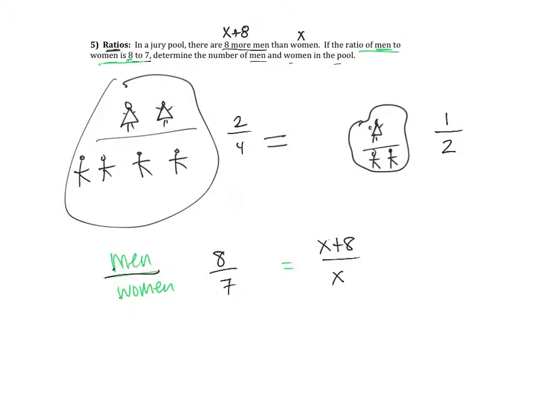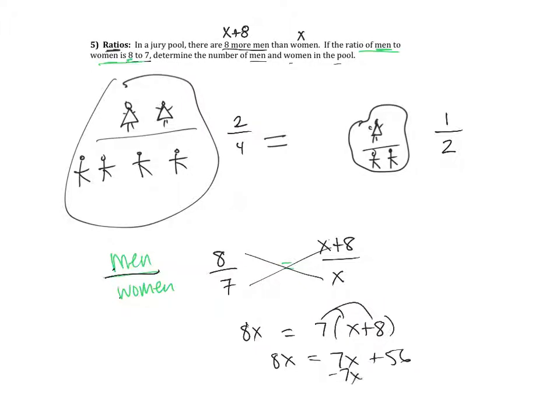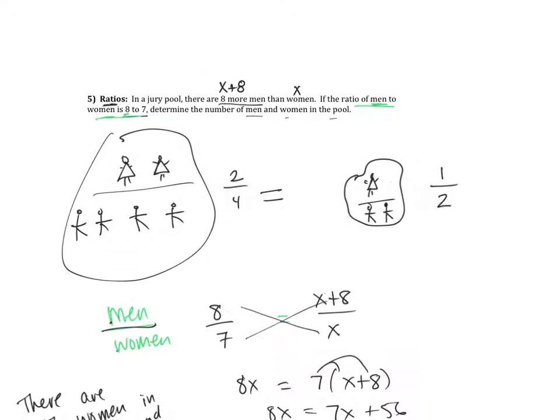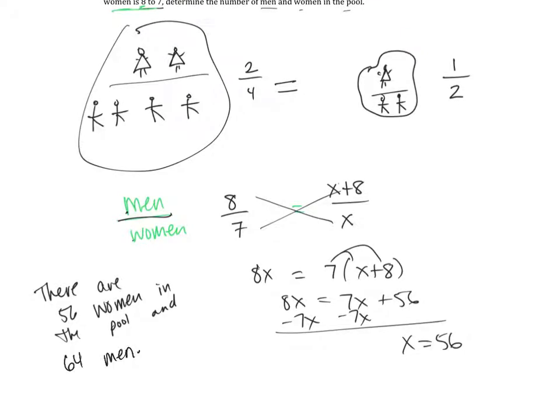So we have a fraction equal to a fraction, so we set cross products equal. 8x is equal to 7 times x plus 8. And now we can solve our equation. 8x equals 7x plus 56, giving us x equals 56. So there are 56 women in the pool, and then for the men we need to take that 56 and add 8. So we've got 64 men, and there's our total.